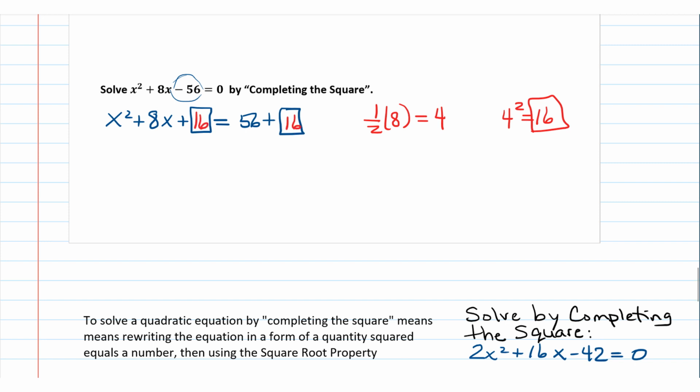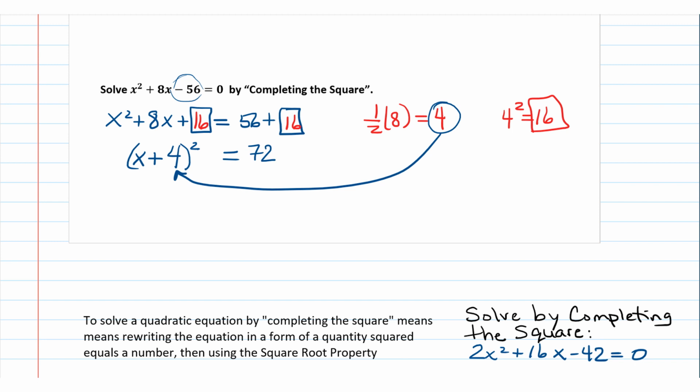Now the next thing I'm going to do is on the right, add those two together. That's going to give me 72. And then on the left, I have to factor this. Because of the way I chose the number 16, I know it's going to factor into a binomial squared. But what binomial squared? Well, it's going to start with an x for sure. x times x is x squared. And notice that this number 4 squared is 16. In fact, whatever number you got when you took half, that's what's going to go right there when you factor the left-hand side.